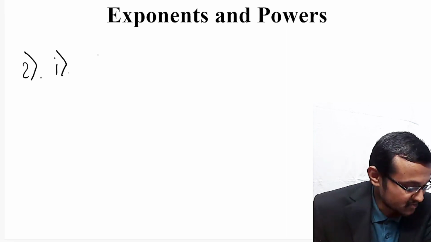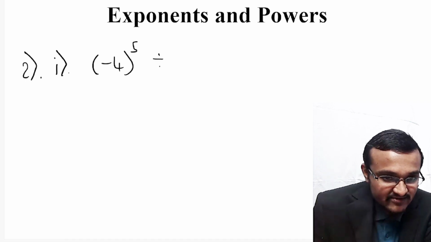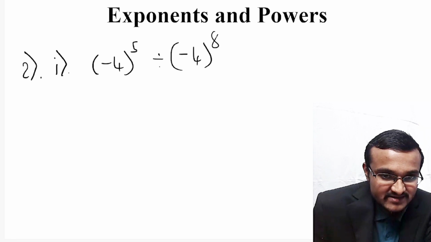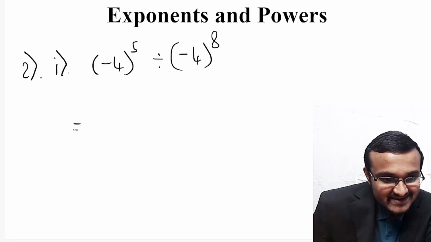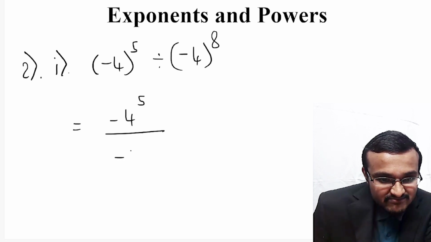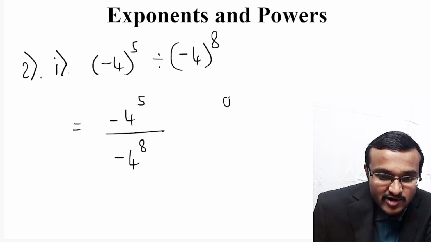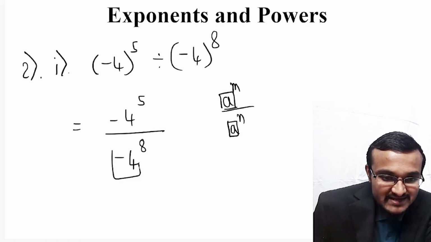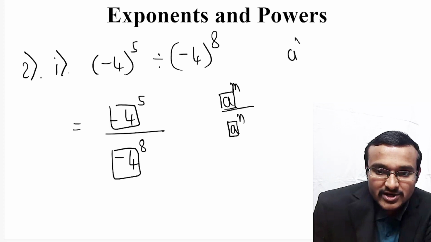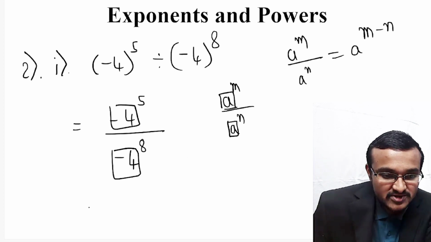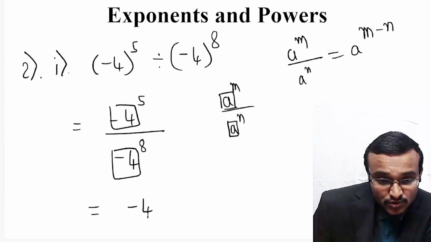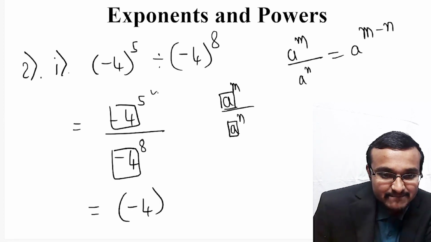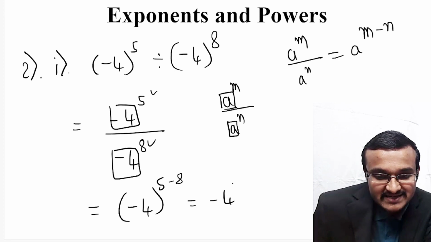Coming to the first question in this second question, they have given (-4)^5 divided by (-4)^8. Now you can clearly see this is in the form of a^m divided by a^n, because the base is the same. Here also a and a is there, here also minus 4 is there, here also minus 4 is there. So according to one of the laws which I discussed, a^m divided by a^n is equal to a^(m-n). So this minus 4 is common, so (-4) power, here 5 is m, 8 is n. So m minus n means 5 minus 8. What is 5 minus 8? 5 minus 8 is minus 3.